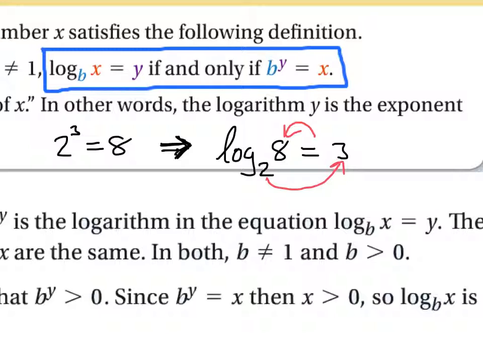Okay, well, logarithms are handy because they allow us to solve for exponents. For example, I could have rewritten this as 2 to the x power equals 8. I'm now solving for my exponent, right? And so logarithms allow us to ask the question, if I rewrite this as log base 2 of 8 equals x, I'm solving for that x variable.